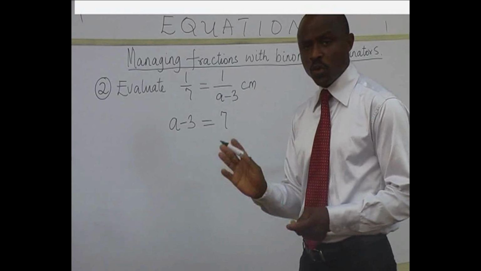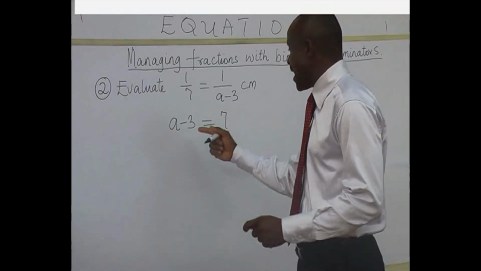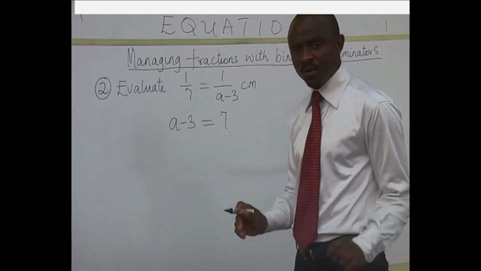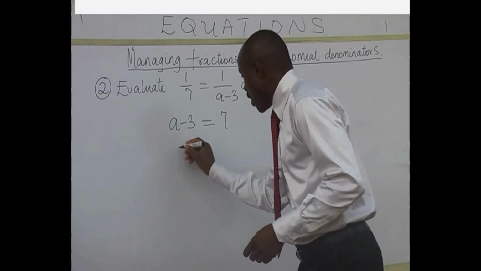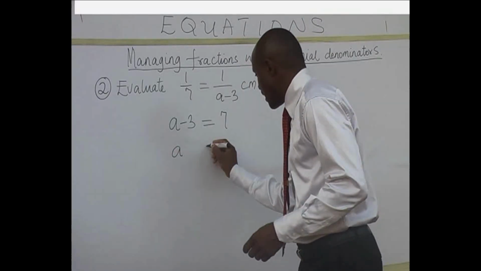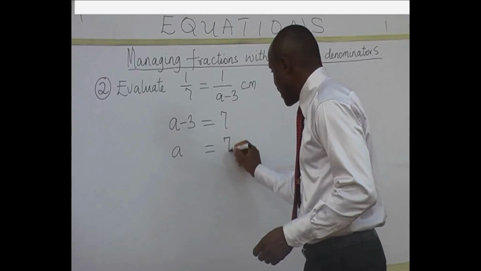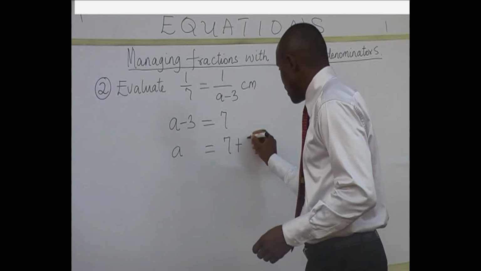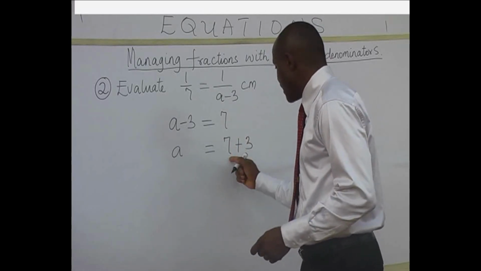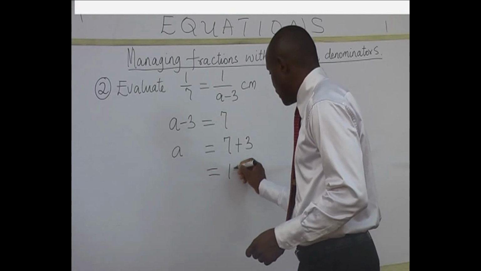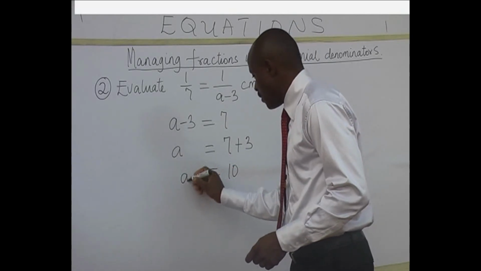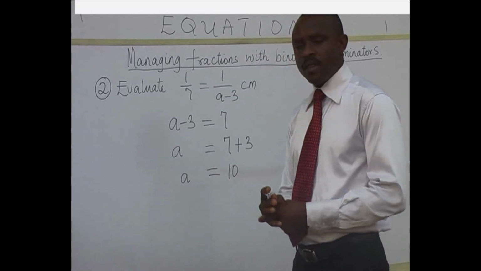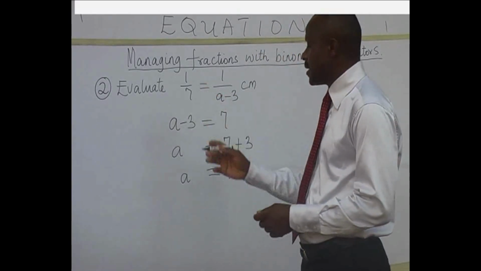Add 3 to both sides of the equation so as to eliminate minus 3 from the left hand side of the equation. And when you do so, you are going to have only a left in the left hand side of the equation, and in the right hand side you have 7 plus 3. If you add 7 and 3, you have 10. That means a becomes 10 in that equation.